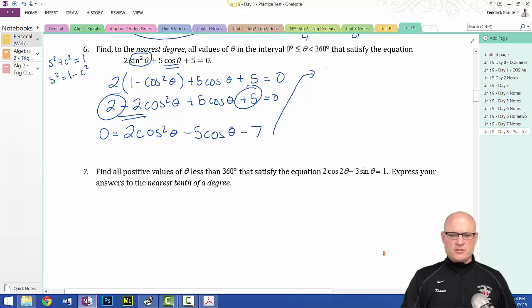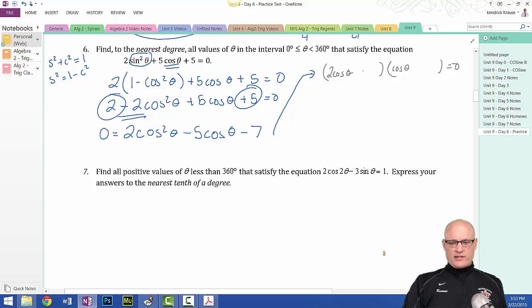So, 2 sets of parentheses. I'm going to factor this thing. I know it's got to be 2 cosine theta and cosine theta. And I know it's got to multiply to get to 5. Let's not belabor this to death. This is negative 7 and this is plus 1, because that's going to give me minus 7 and positive 2, which is my negative 5.